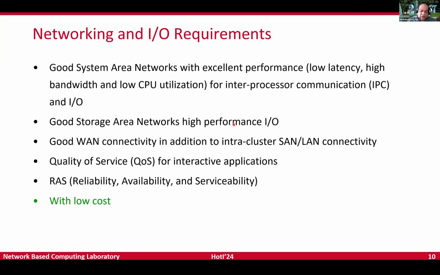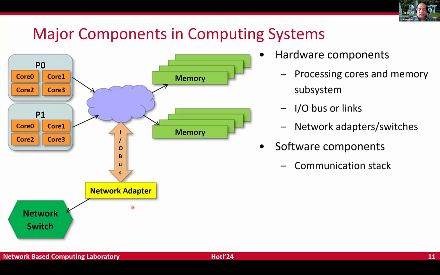Then, of course, we need good storage area networks, good wide area network connectivity, quality of service, reliability, availability, serviceability. All these are important for production-based systems. But then everybody wants it with low cost. So this is where a lot of competition happens across different vendors to reduce the cost of the system. So let's take a look, again from a very high level perspective, at some basic computer architecture and see what has happened over the years.